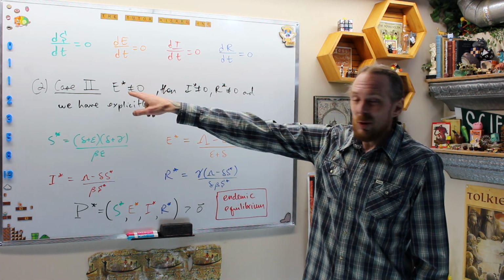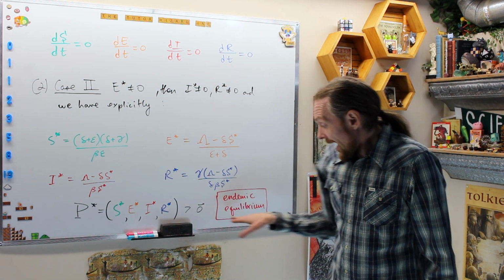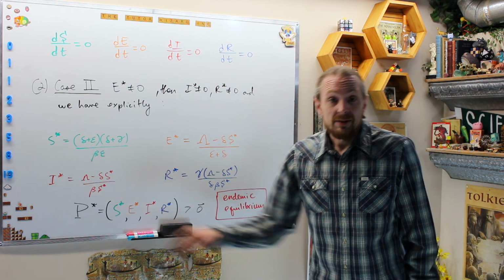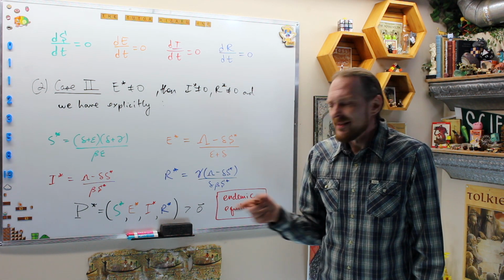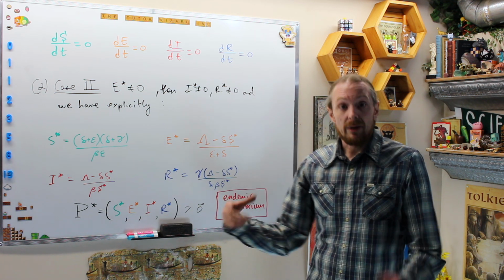If we have that the exposed individuals are non-zero, we're definitely going to have an endemic equilibrium where all the populations are positive, and then we try to analyze and see how we could mitigate and make these as small as possible and make this one larger by looking at the solutions.